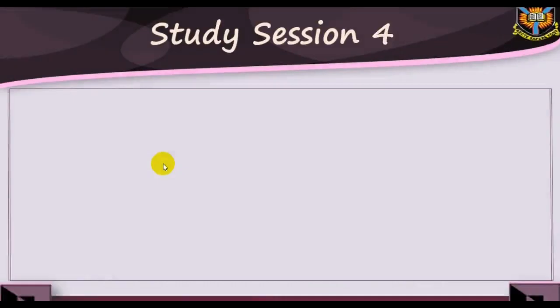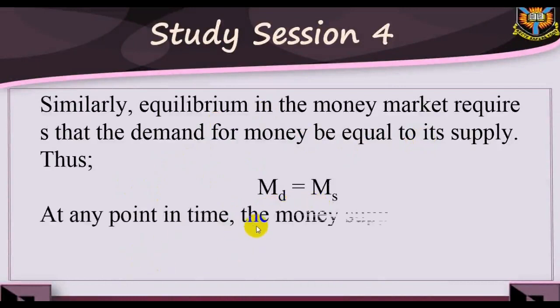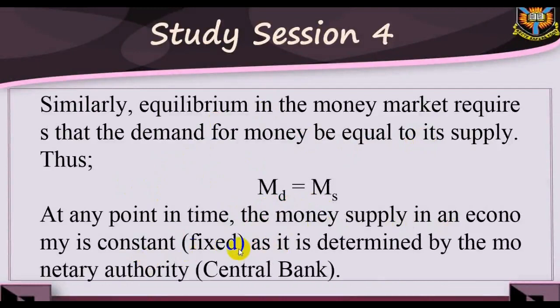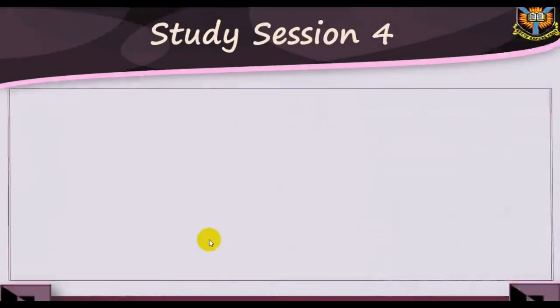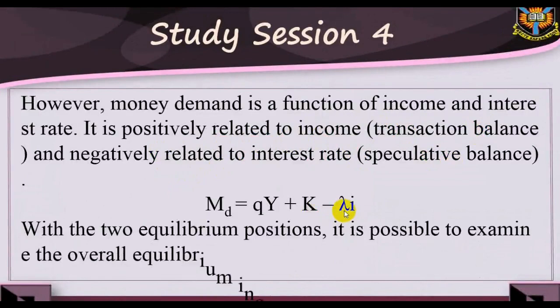Similarly, equilibrium in the money market requires that the demand for money be equal to its supply. Thus, MD equals MS. At any point in time, the money supply in an economy is constant as it is determined by the monetary authority. However, money demand is a function of income and interest rate. It is positively related to income and negatively related to interest rates. MD equals QY plus Q minus lambda i.